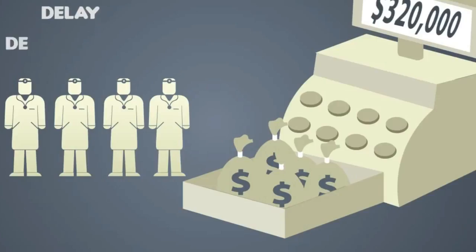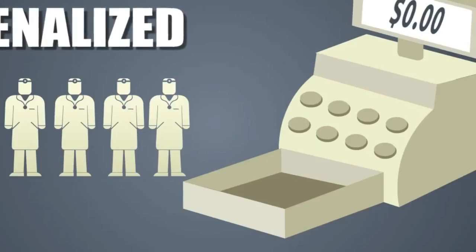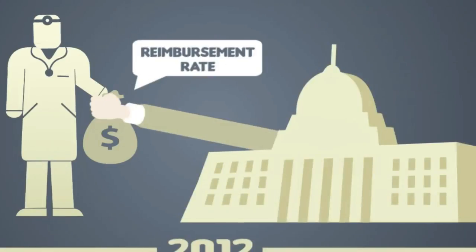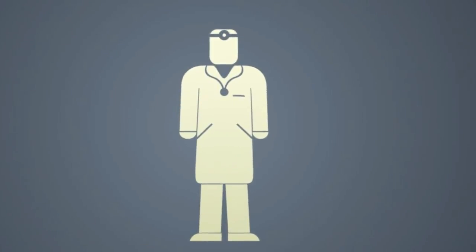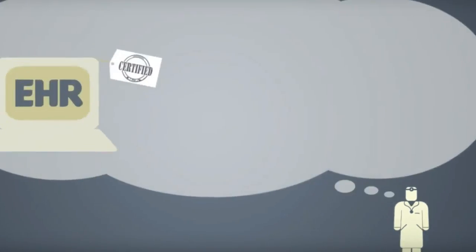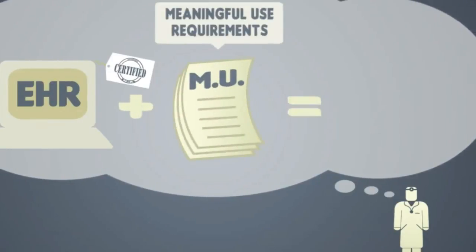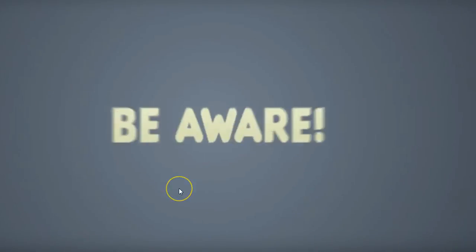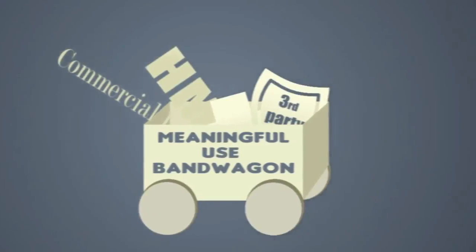Unfortunately, though, the High-Tech Act is not just about handing out free money. Delay, or even decide not to implement a certified EHR, and you will be penalized. Not only will you lose out on the incentives, but the government will also begin decreasing your reimbursement rates as early as 2012. So as you can see, at its core, the High-Tech Act is not that complicated at all. Simply purchase and use a government-certified EHR, meet all of the meaningful use requirements, and you'll be eligible for the high-tech incentives. And on a final note, be aware of the fact that commercial insurance carriers are already talking about jumping on the meaningful use bandwagon and requiring providers to meet the same criteria for their pay-for-performance programs.